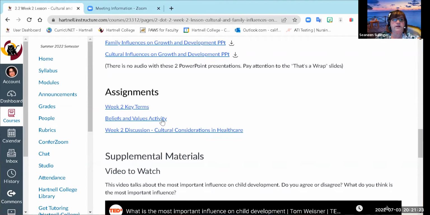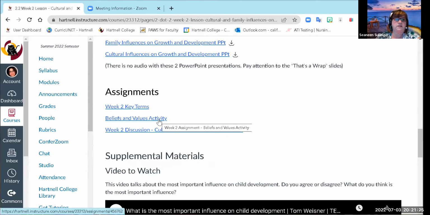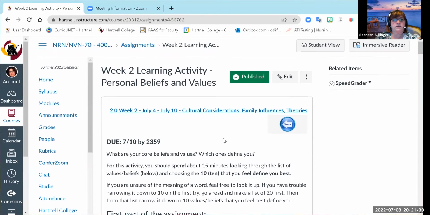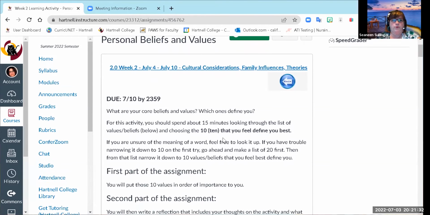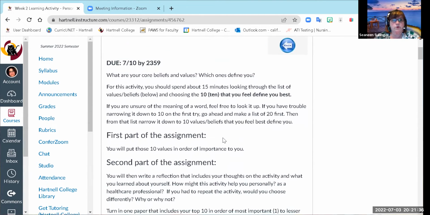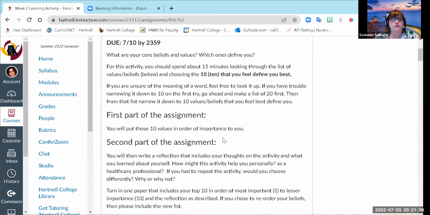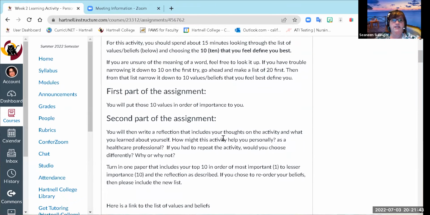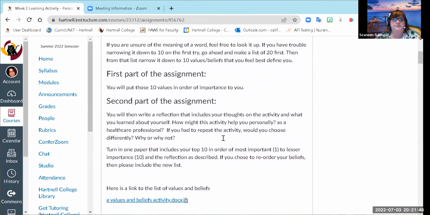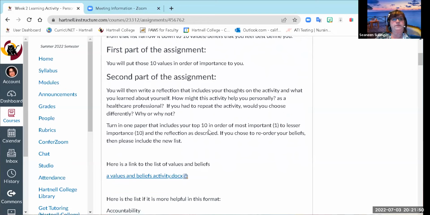We're going to do an activity called Beliefs and Values activity, which will take us here. Talking about what are your core beliefs and values and which ones define you. There's a list of words. You're supposed to put 10 values in order of importance to you, and then write a reflection that includes your thoughts on this activity and what you learned about yourself. It tells you to turn in one paper that includes your top 10 in order of most importance to lesser importance, and your reflection.